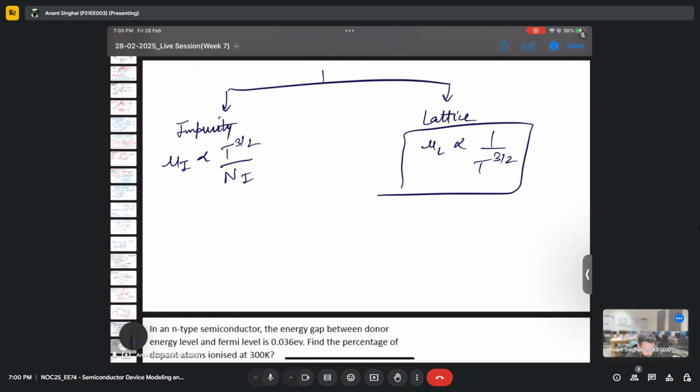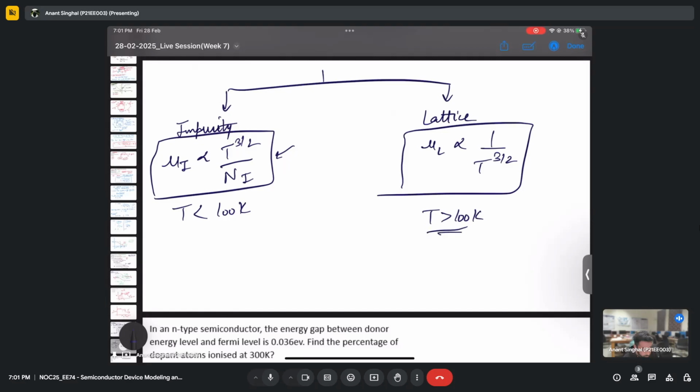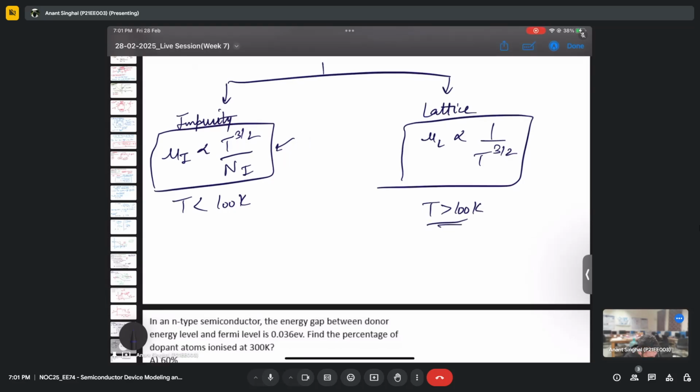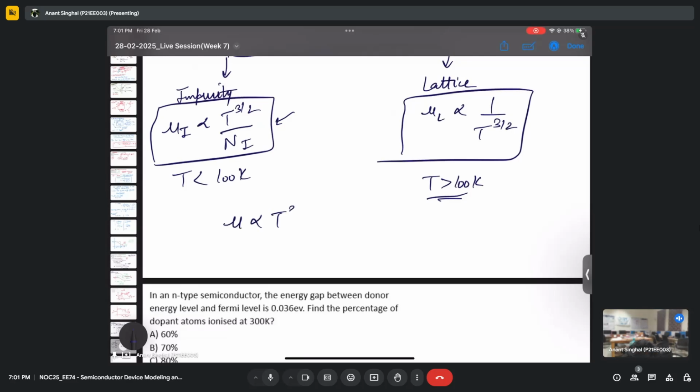So what do you think? If we are talking about a very low temperature, this is dominant at very low temperature, because there will be lesser scattering at low temperatures. What will be the case if we have more and more thermal velocity? The electrons will get more energy and pass without spending much time with the impurities. That is why it is dominant only at low temperatures. Whereas this one dominates at very high temperature, because at higher temperature we will have more and more lattice vibrations. So mobility is proportional to T raised to 3 by 2 at less than, let's say, 100 Kelvin, and it is inversely proportional to T raised to 3 by 2 at high temperature.